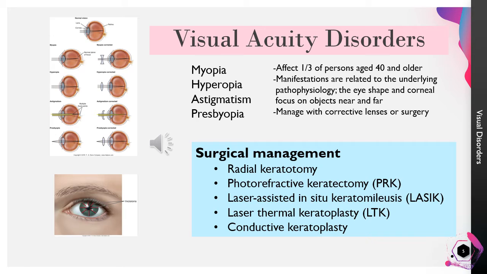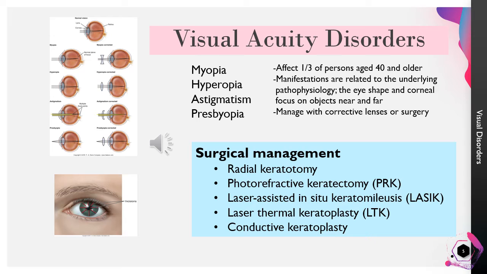Surgical management may include radiokeratotomy, which is a procedure in which tiny incisions are made in the cornea, causing it to flatten and reduce the refraction disorder. Photorefractive keratotomy, or PRK, involves removing a portion of the cornea with a laser to change its shape and therefore modify the refractive error.